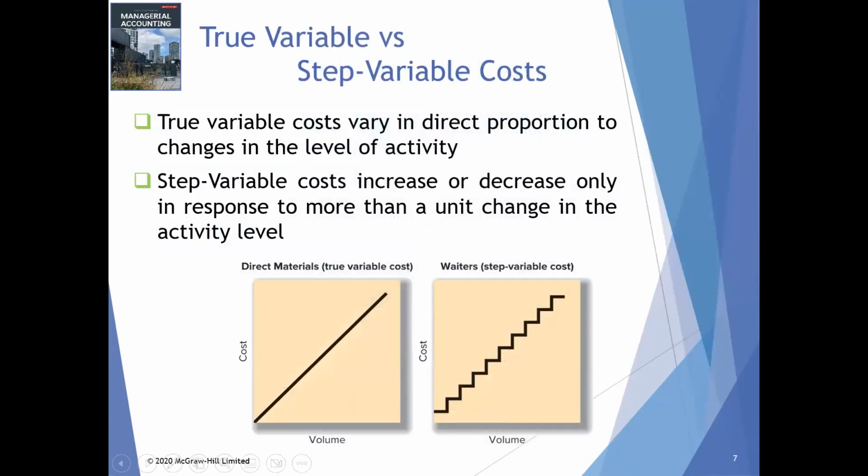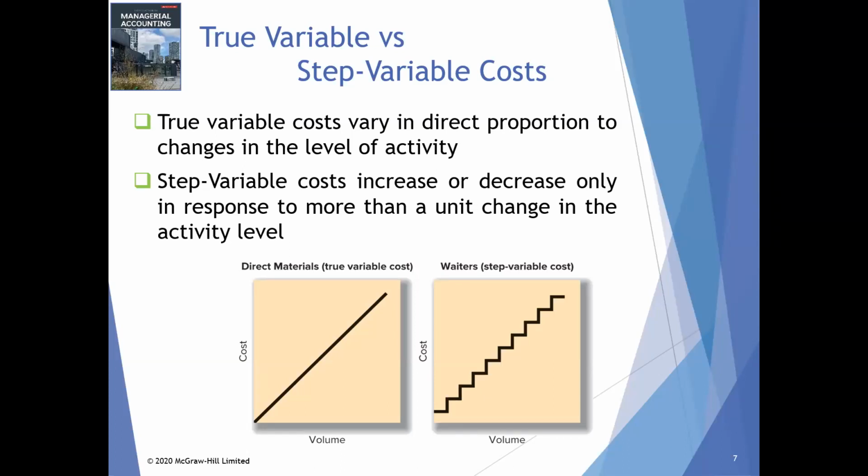Now, there are two kinds of cost: true variable versus step variable cost. So true variable cost, that directly we know. So direct variable cost, direct material that we have. True variable costs vary in direct proportion to changes in the level of activity. One unit increased, variable cost increases. But step variable, that also will be increasing, but only when one step has been covered.